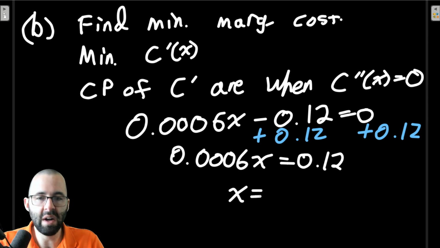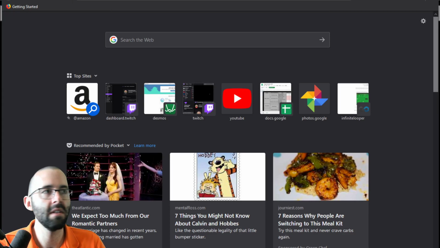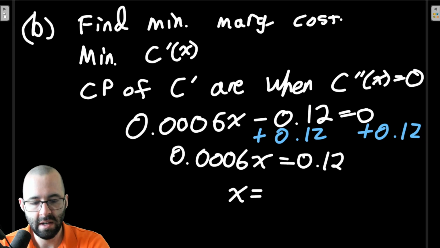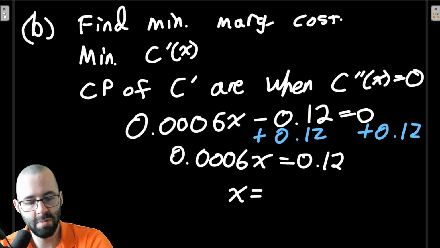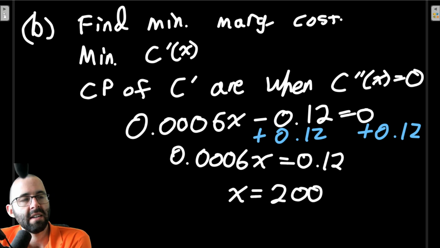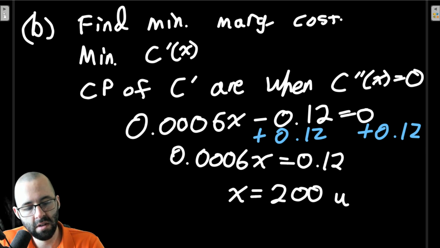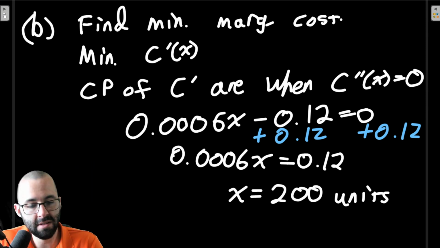If we divide 0.12 by whatever the heck that is, we're going to get something. It's not what I wanted at all, but it'll work, right? 0.12 divided by 0.0006 is going to be 200. So the marginal cost is actually minimized at a production level of 200 units. This is when the marginal cost is minimized.